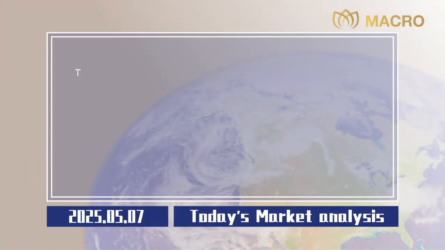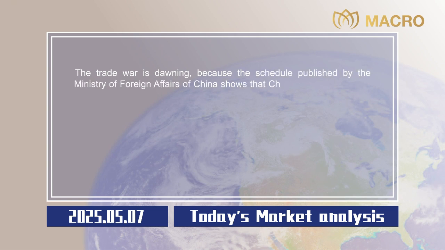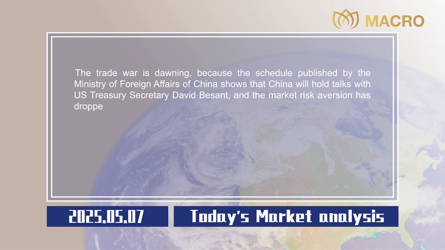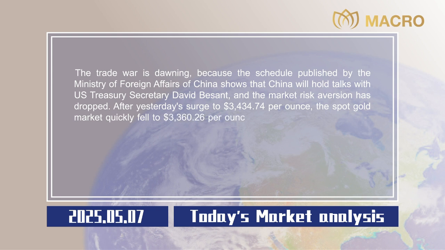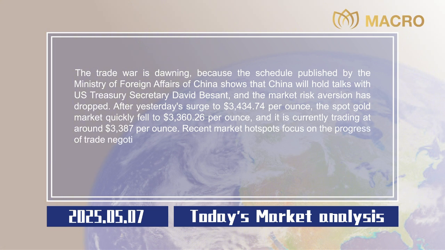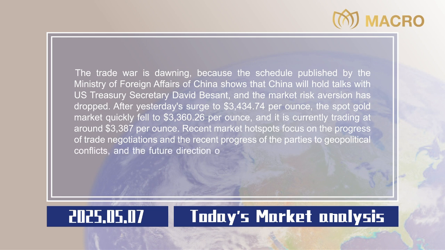Market analysis. The trade war is dawning because the schedule published by the Ministry of Foreign Affairs of China shows that China will hold talks with U.S. Treasury Secretary David Bessent, and the market risk aversion has dropped. After yesterday's surge to $3,434.74 per ounce, the spot gold market quickly fell to $3,360.26 per ounce, and it is currently trading at around $3,387 per ounce. Recent market hotspots focus on the progress of trade negotiations and the recent progress of the parties to geopolitical conflicts, and the future direction of the Fed's monetary policy will also affect the market direction.